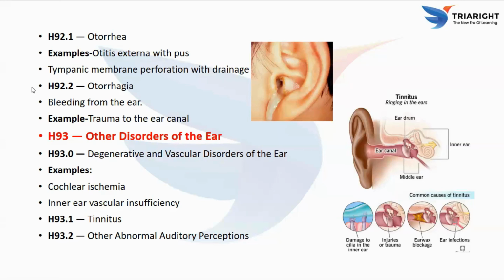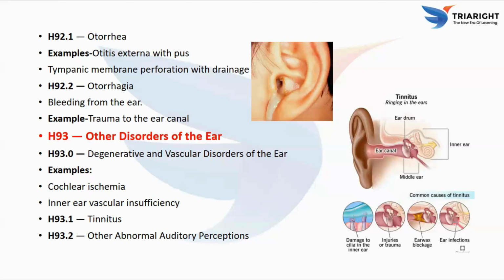So what is the example? Cochlear ischemia, which leads to reduced oxygen supply and also sudden or progressive sensorineural hearing symptoms. And next is inner ear vascular insufficiency, which may cause vertigo, tinnitus or hearing fluctuations. So next is H93.1, which is tinnitus. So what do you mean by tinnitus? Ringing, buzzing, humming or whistling sound perceived in the ears without an external stimulus.